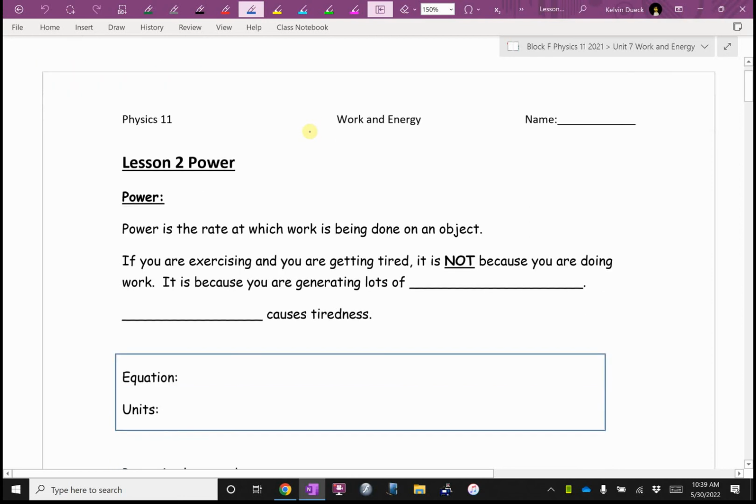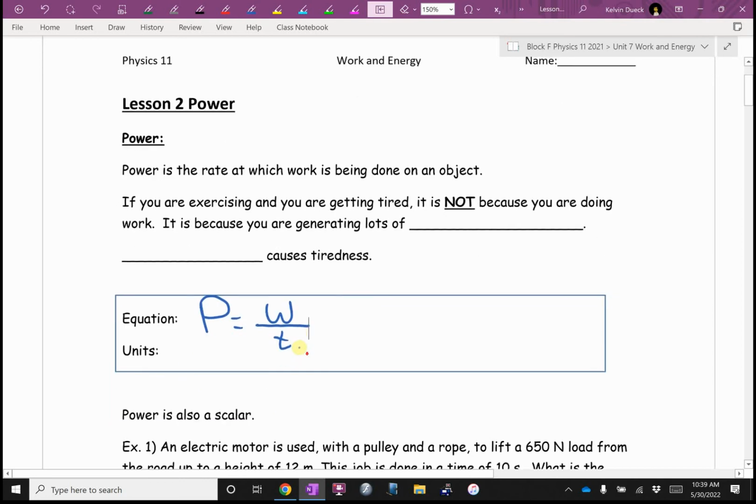Power. Power is the rate at which work is being done. In physics, anytime we say the rate, what we really mean is you're dividing by time. Our symbol for power is capital P, not lowercase p. What's lowercase p our abbreviation for? Momentum. Uppercase P, power. And since it's a rate, it means we're dividing by time. It's work divided by time.